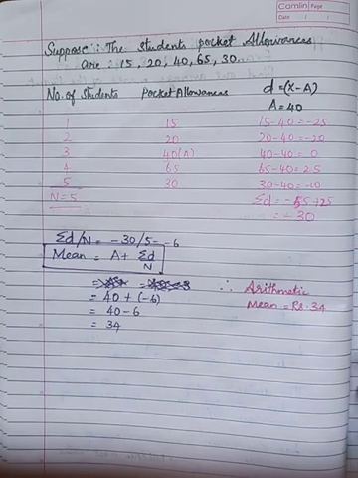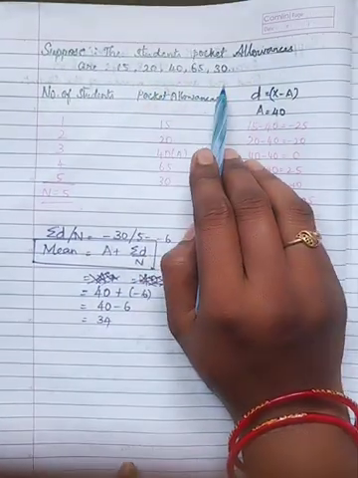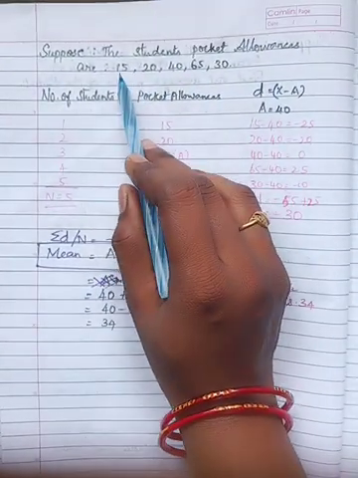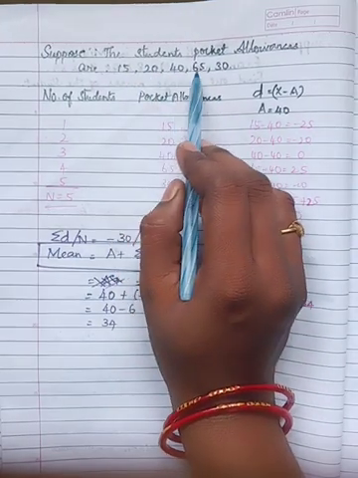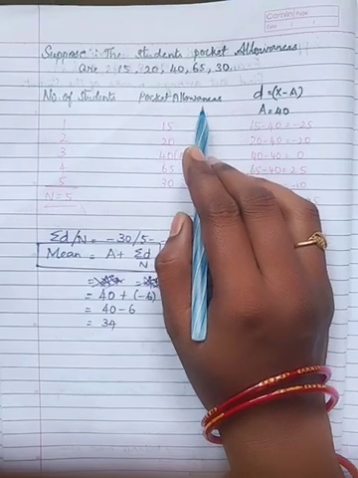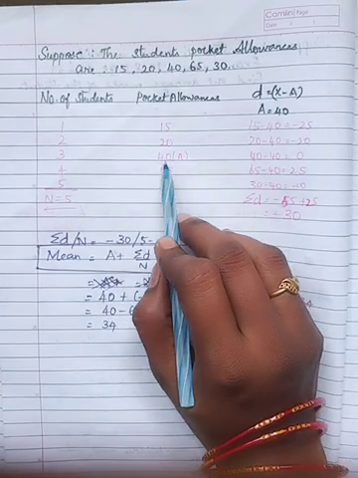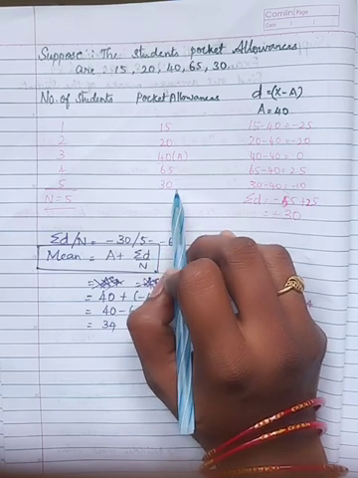For example, suppose the students' pocket allowances are this much. The number of students, that is the number of observations, is 1, 2, 3, 4, 5. Then the pocket allowances for the first student is 50, second is 20, third is 40, then 65, 30.